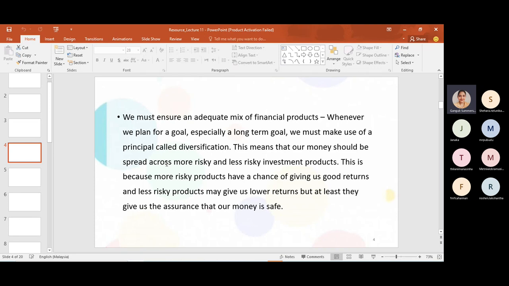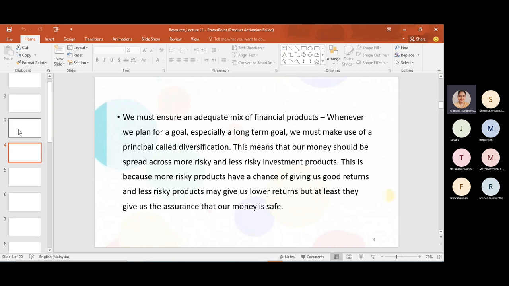Okay, so when you invest your money in both these types of projects, there is a possibility that you will be able to get good returns, because your more risky projects will give you good returns and your less risky projects will give you lower returns, but it will give you some kind of assurance because your money is safe. Okay, so you will be able to enjoy all these different advantages if you invest your money in both more risky and less risky projects.